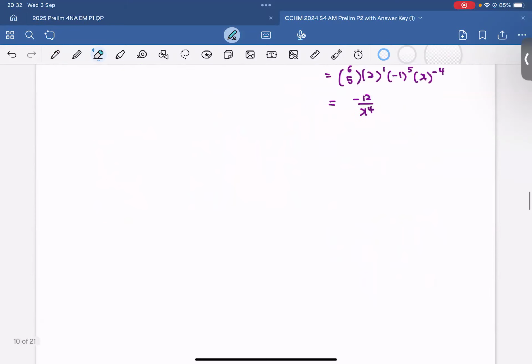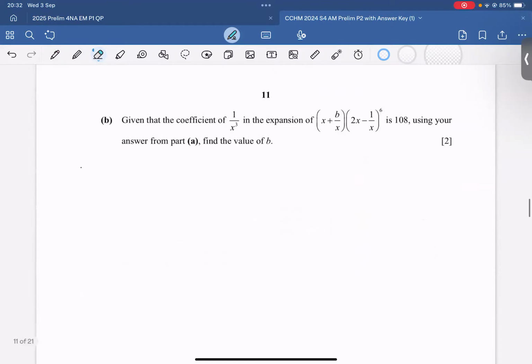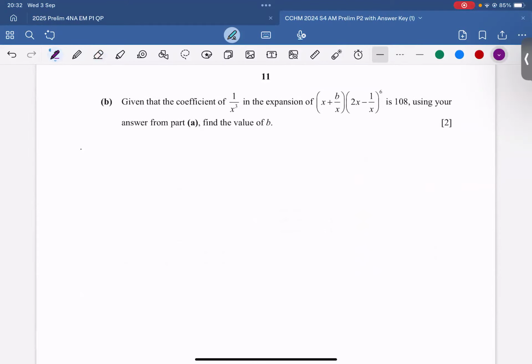Okay, next, given that the coefficient of 1 over x cubed is this, using your answer in part 1, solve this. So you must see that this is actually x power negative 3. This is actually x power 1. This is actually x power negative 1. So for me to get x power negative 3, this x power 1 must times negative 4. And my x power negative 1 must times x power negative 2, which is what we have found in the previous part. So this times this.